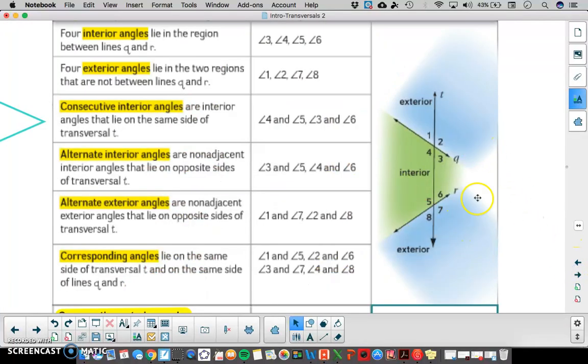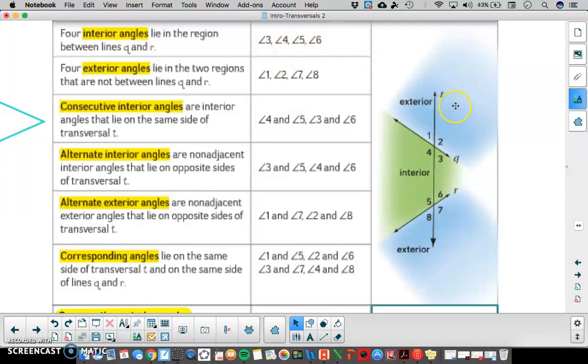So as we take a look at this picture here, we have transversal T and lines Q and R that form angles 1 through 8. Notice we've highlighted the interior and exterior regions that the plane is broken up into. The four interior angles lie in the region between the lines Q and R. So angle 3, angle 4, angle 5, and angle 6 are considered interior angles.